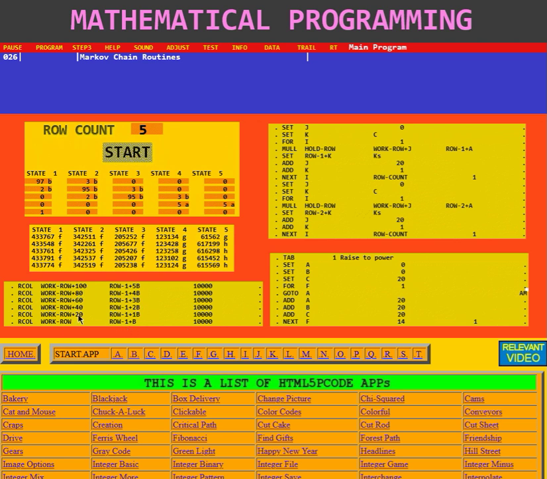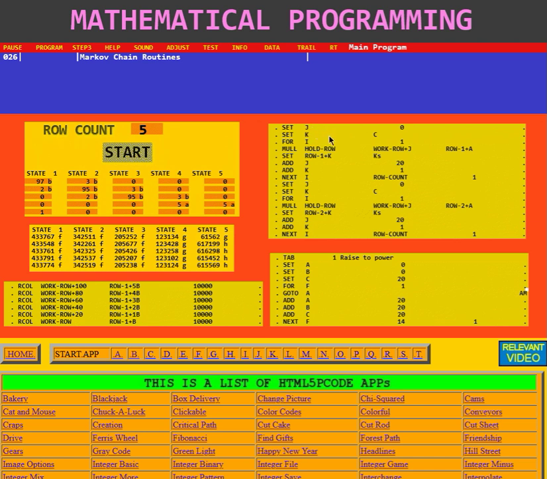And it's storing these each 20 apart. Notice 0, 20, 40, 60, 80. So the columns are offset 20. Now we'll go over to this routine. It's a routine where it does the multiplication.